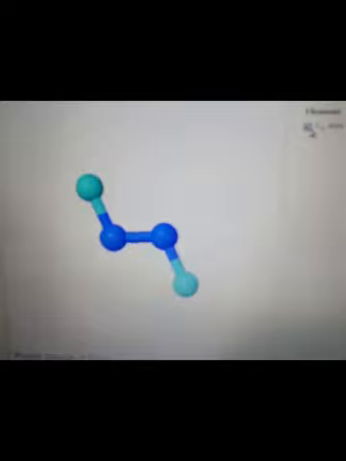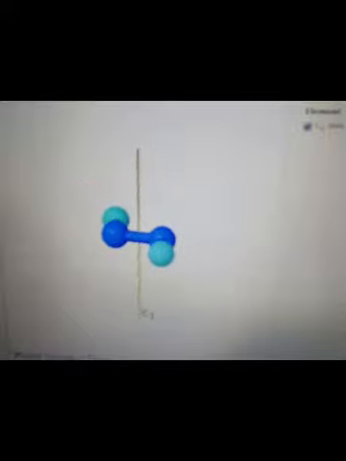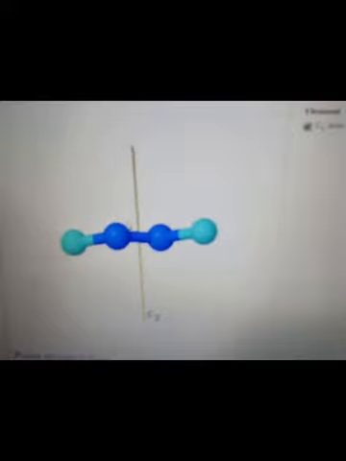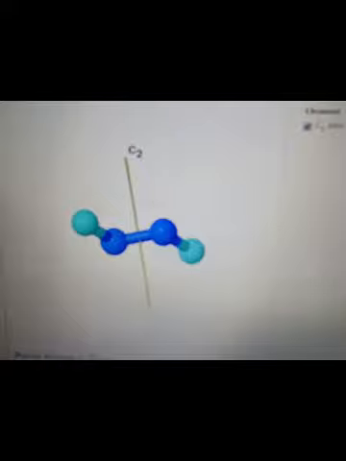It has a C2 rotational axis of symmetry. That is, this rotational axis of symmetry is passing through the center of the 2 nitrogen atoms. This is how the C2 rotational axis is present in the case of N2F2. So this is how we can represent it. Now along this axis rotation takes place.